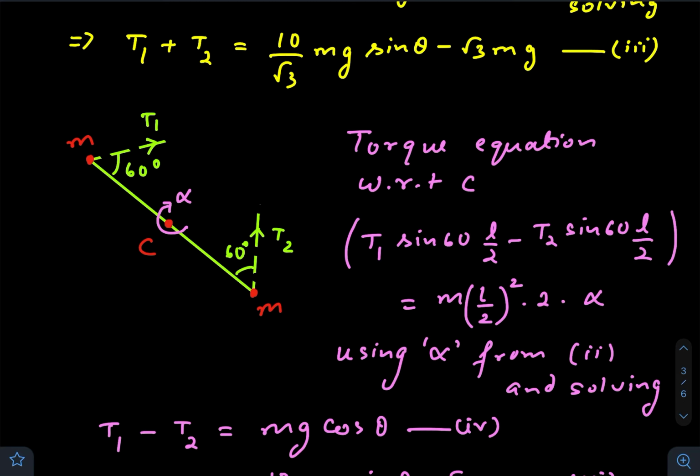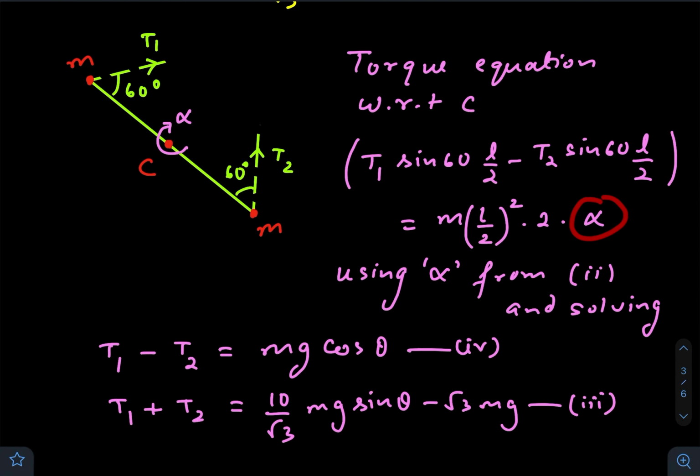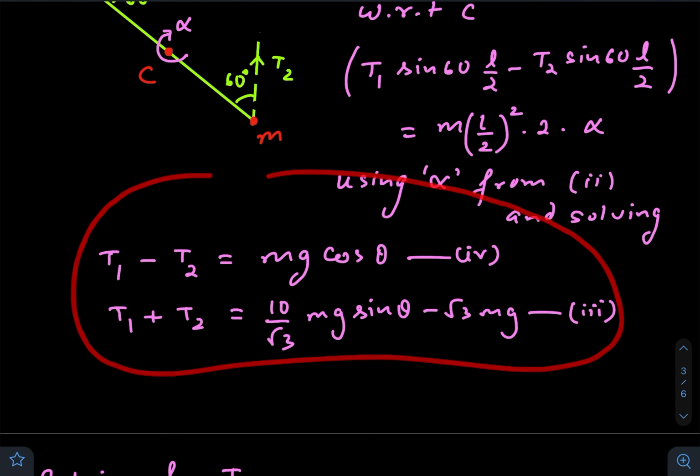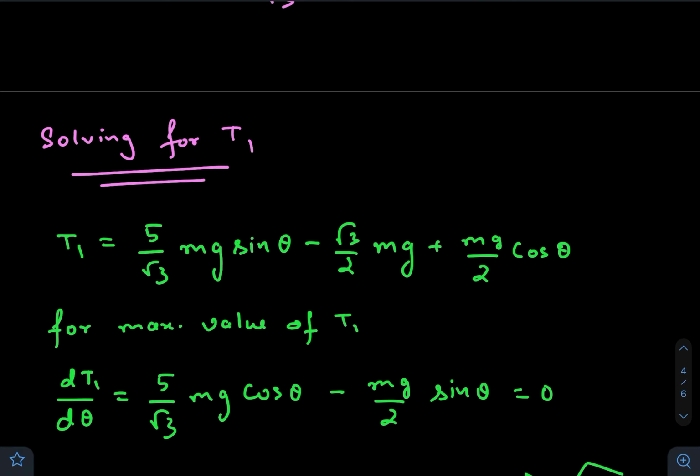So with respect to the center of mass, you don't have to find the torque due to the pseudo force, right? The net torque is T1 sin 60 L by 2 minus T2 sin 60 L by 2 equals the moment of inertia of the whole structure, that is m (L by 2) square times 2 due to 2 masses, into alpha. Solve it again, you will get T1 minus T2 equals mg cos theta. Just put the value of alpha that you have got from equation 2, right? Solve these two equations, find out T1 or you can find out T2, both will give you the same answer as I have said. So T1 is this one.